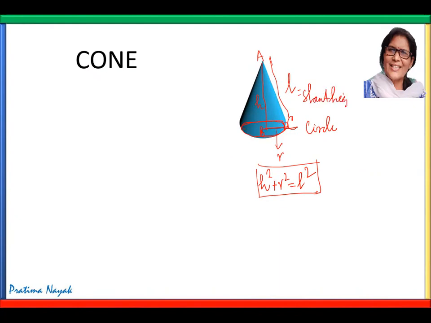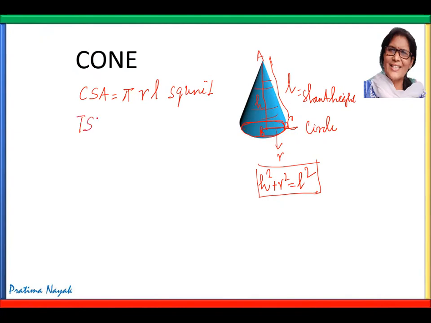Now why is slant height required? It is required for curved surface area. So let us write the formula now. CSA, curved surface area, is equal to pi r L, in square units. And the value of pi is approximately 22/7.